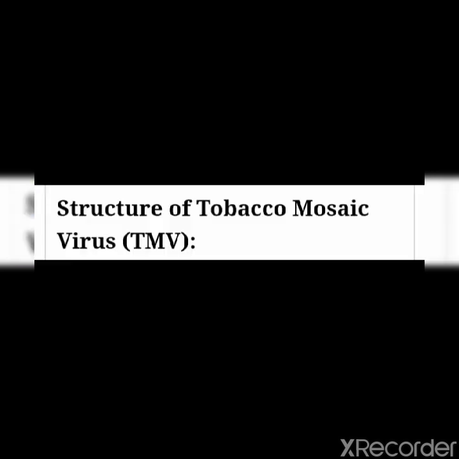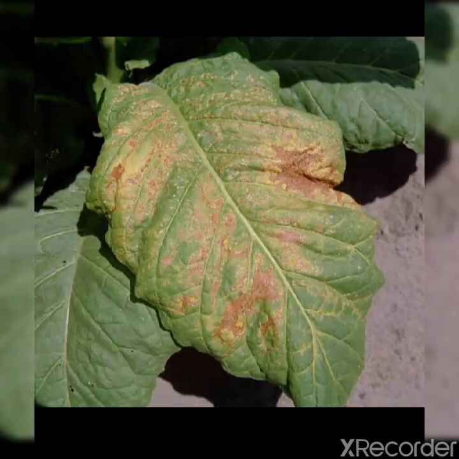Now we will discuss our next topic, structure of tobacco mosaic virus. Already I have informed you that tobacco mosaic virus was the first virus which was discovered in 1892 by D.J. Ivanovsky. This is the image of a leaf of a tobacco plant. The first visible symptoms of tobacco mosaic virus infection appear in the form of downward curling and distortion of young apical leaves. The leaves show typical yellow and green mosaic symptoms.